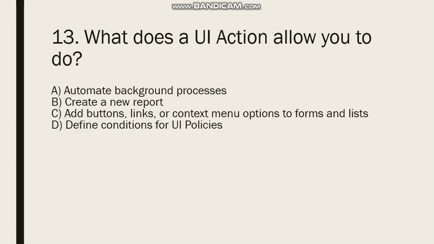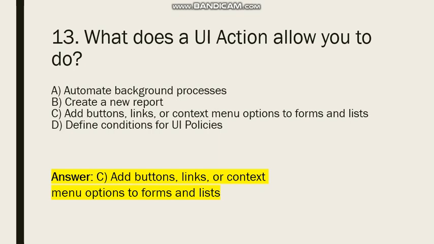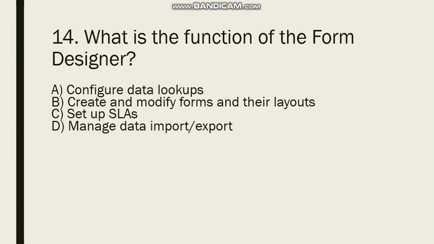13. What does a UI action allow you to do? A. Automate background processes. B. Create a new report. C. Add buttons, links, or context menu options to forms and lists. D. Define conditions for UI policies. Answer. C. Add buttons, links, or context menu options to forms and lists.